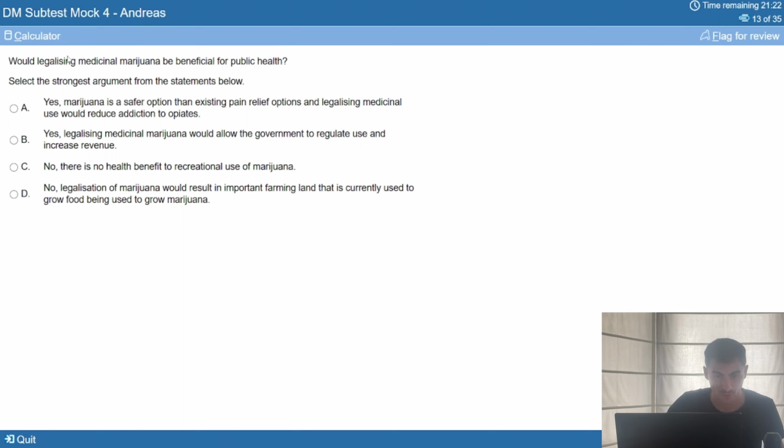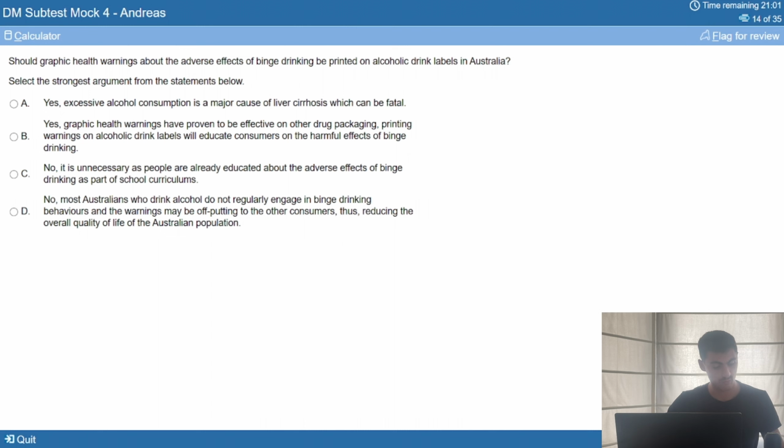So here I'm looking for legalizing medicinal marijuana and how will that benefit the public health. Okay, yes, marijuana is a safer option. So if I assume this is beneficial for public health, reduce addiction to opiates, I'm gonna say A. Move on. Should graphic health warnings drinking on alcoholic drink labels.